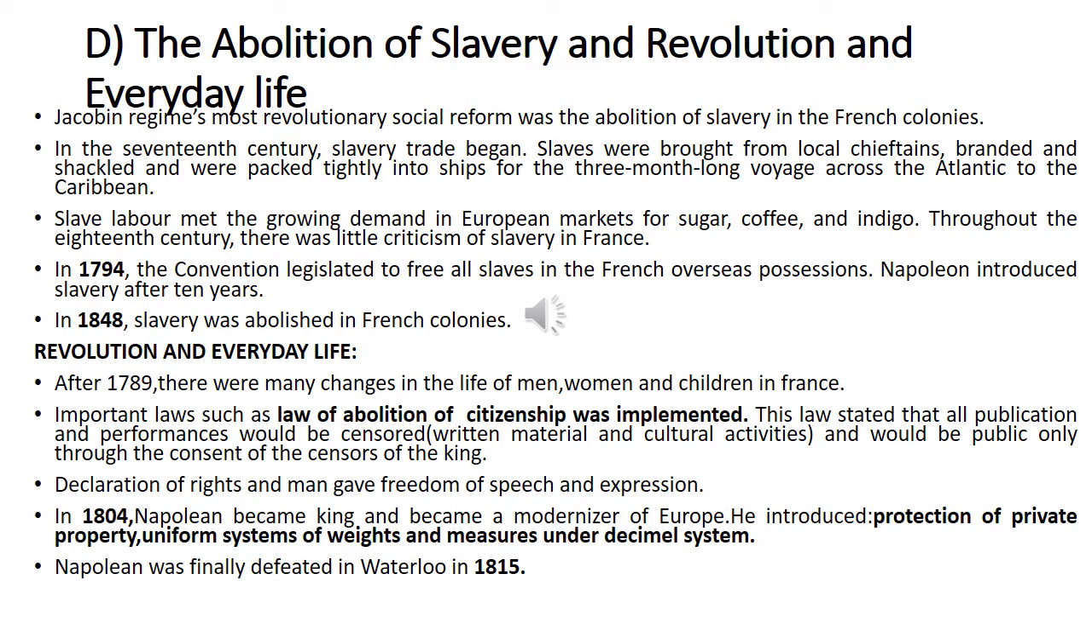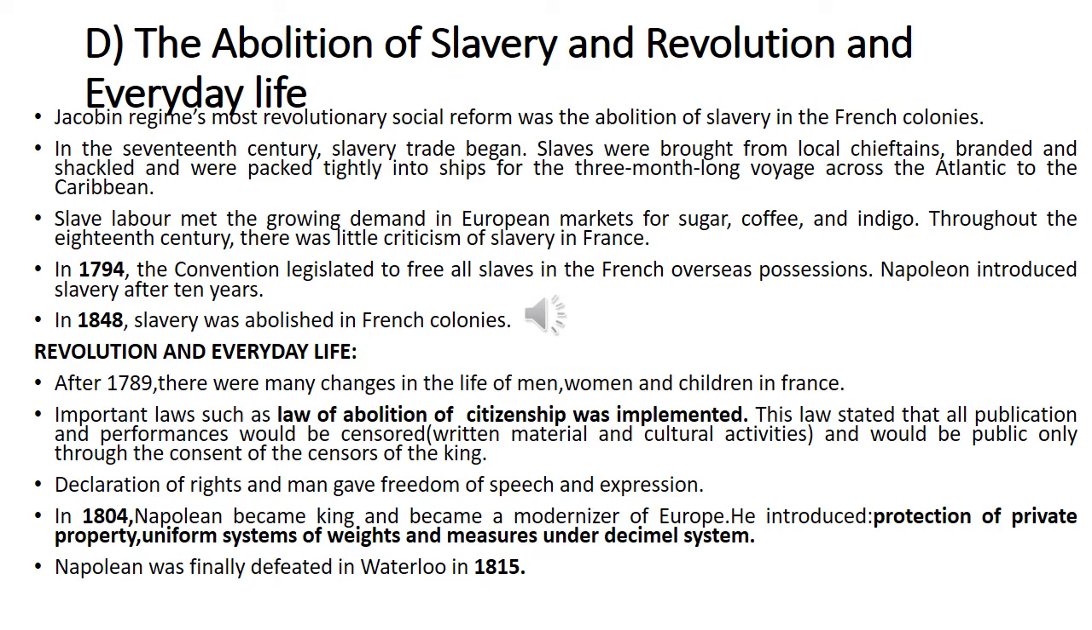After 10 years, Napoleon reintroduced slavery to please the plantation owners who considered enslaving African blacks as their right. The slaves were known as the African Negroes. Finally, slavery was abolished in the French colonies in 1848.